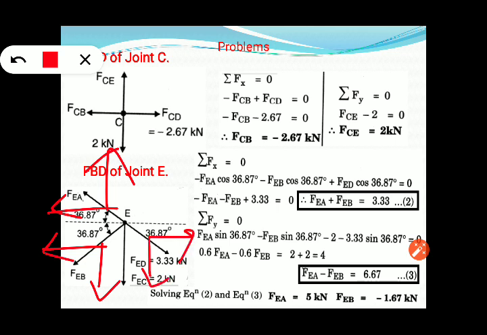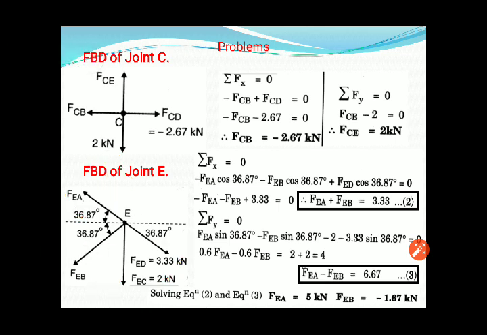Okay, then go for summation fx and summation fy. So you can see the equations. We get equation number 2, that is FEA plus FEB, which is equal to 3.33. And when you go for summation fy, you get the equation FEA minus FEB equals 6.67. So solving two equations, two unknowns, you get the value of FEA as 5 and FEB as minus 1.67.